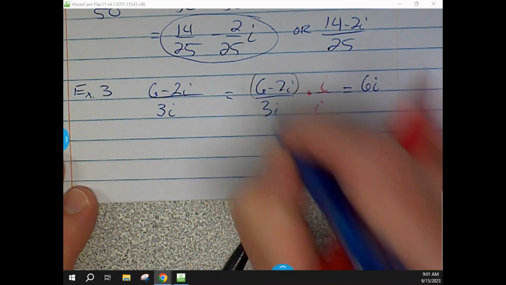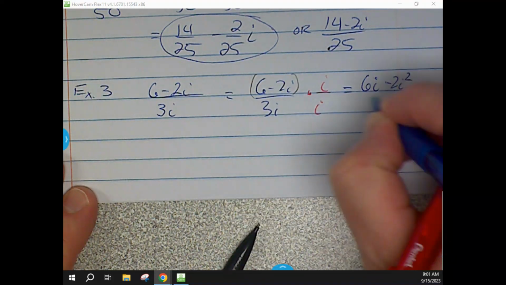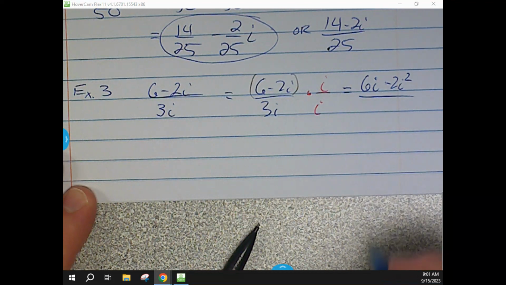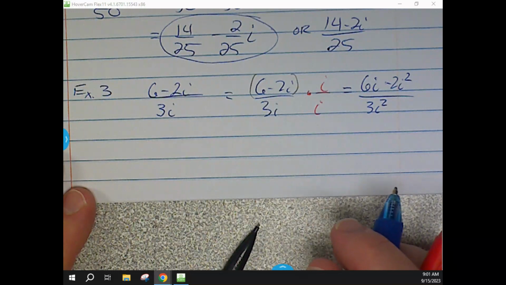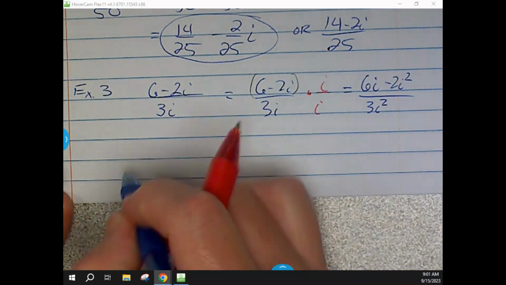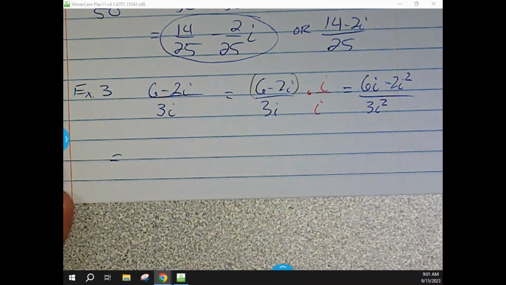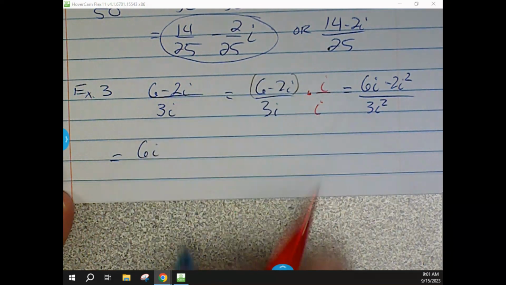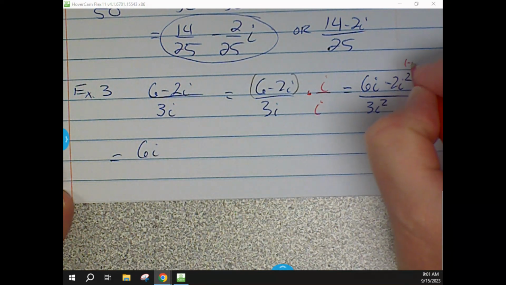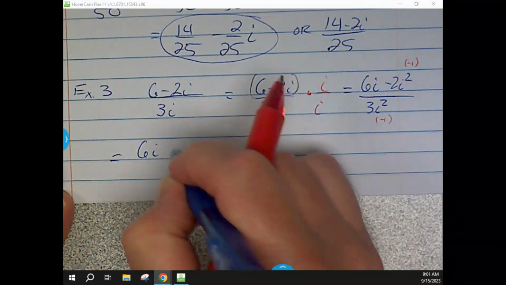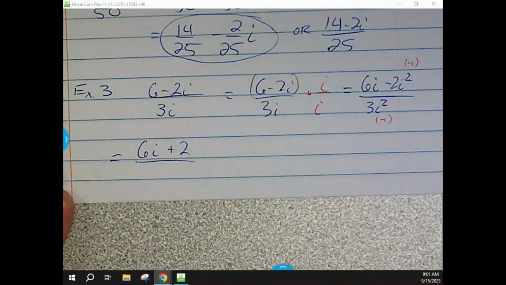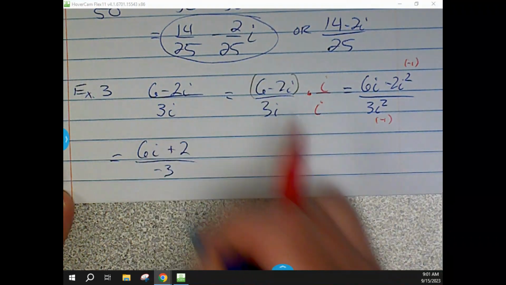All right, so that's 6i minus 2i squared over 3i squared. If we clean this up a little bit, we've got 6i. Take out both of the i squareds, replace them with negative 1. So that's 6i plus 2 over negative 3.